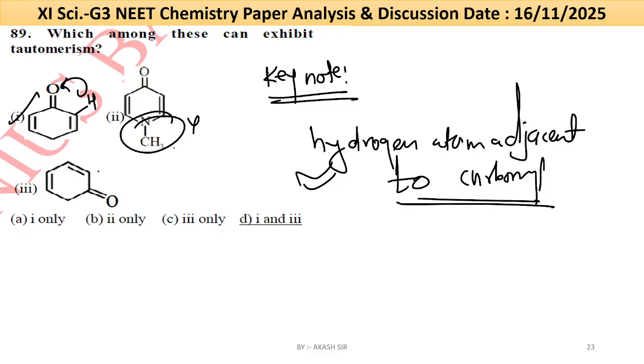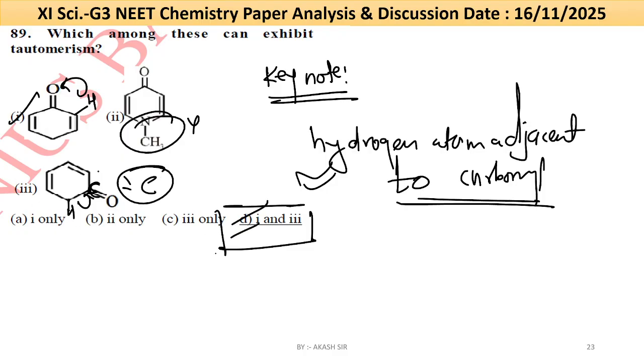Option 3 has a ketone. Here is the ketone. Now here are the alpha hydrogen atoms and it shows tautomerism. So 1 and third show tautomerism. It is not an aldehyde, it is a ketone. C double bond O is here. Okay, 1 and third. So option D is your correct answer.